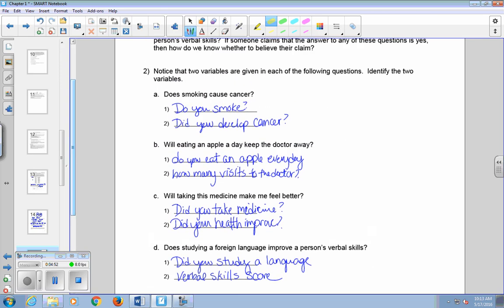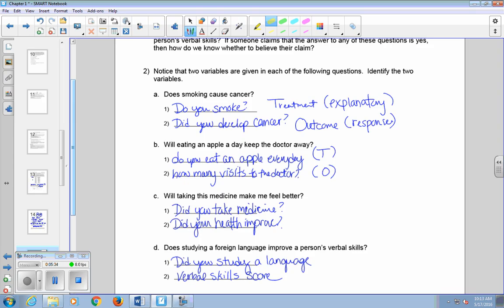So, do you smoke? That would be the treatment, or the explanatory variable. And did you develop cancer would be your outcome, or your response variable. Will eating an apple a day keep the doctor away? The apple variable is our treatment, and the number of doctor visits would be our outcome.